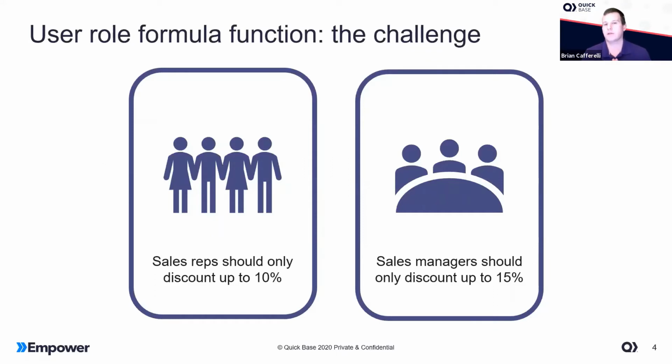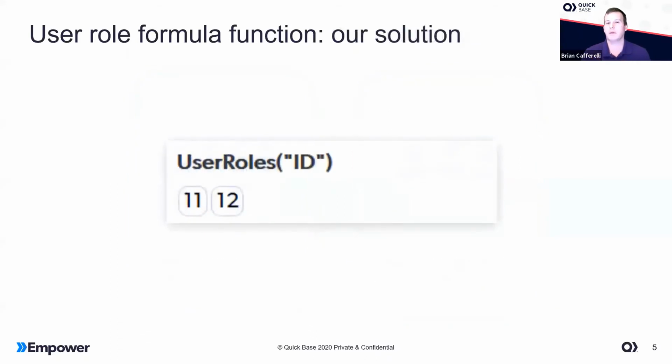Before we added this formula function, folks had to often add a users table if they didn't already have one. They had to add a related roles table, and then all of the opportunities would flow down from that. So what we've done, we've made it a lot simpler. We've added a new function to our formula language.